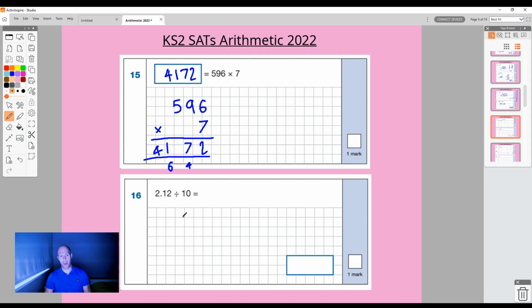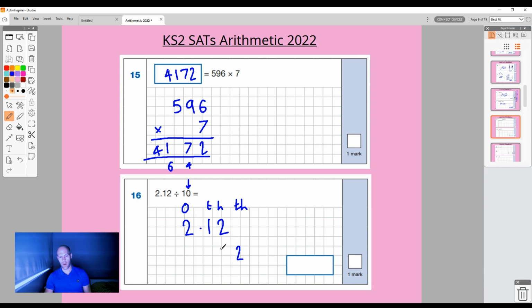2.12 divided by 10. So again, I'm going to use my place value, 2.12. So I've got ones column, tenths, hundredths. And because I'm dividing by 10, I know my number's going to get smaller. It's going to be 10 times smaller. And because I've only got one 0 at the end, I move it one step to the right.